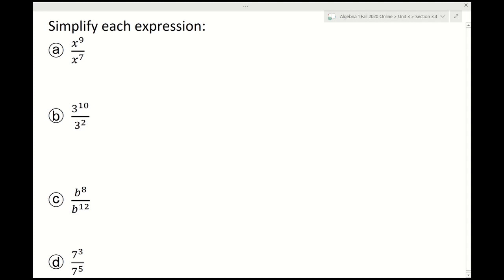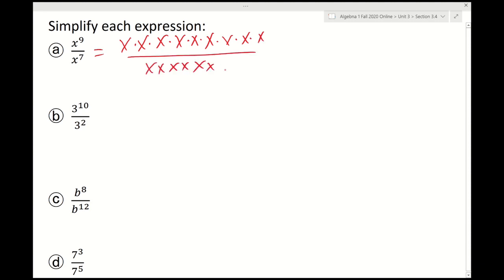When we're dividing, it's like writing out all 9 of these x's multiplied together, and we can start to cancel them out because x over x is 1, and we're left with x squared. Basically what we're doing is we're taking the 9 and dividing it by the 7 of them, so it becomes 9 minus 7, which means there's only 2 x's left over in the numerator.